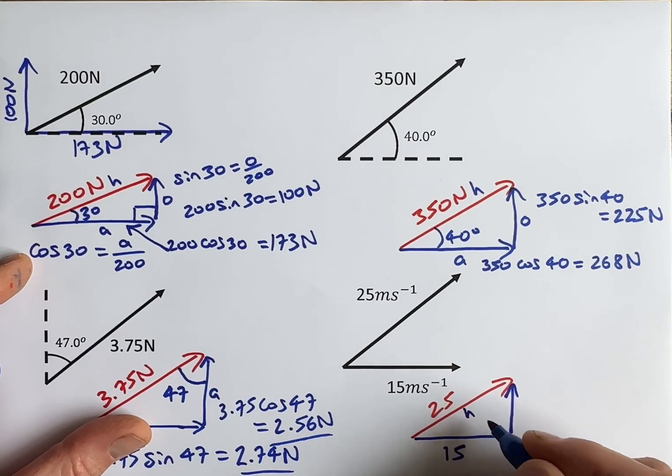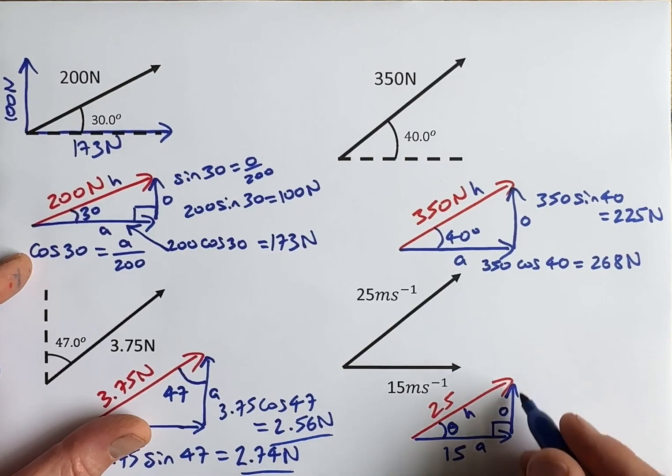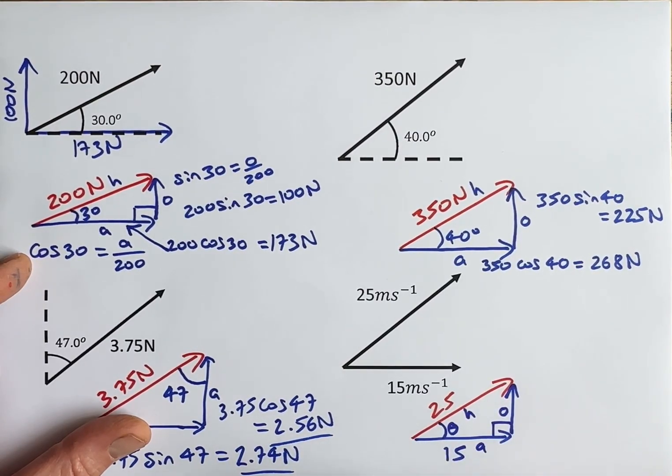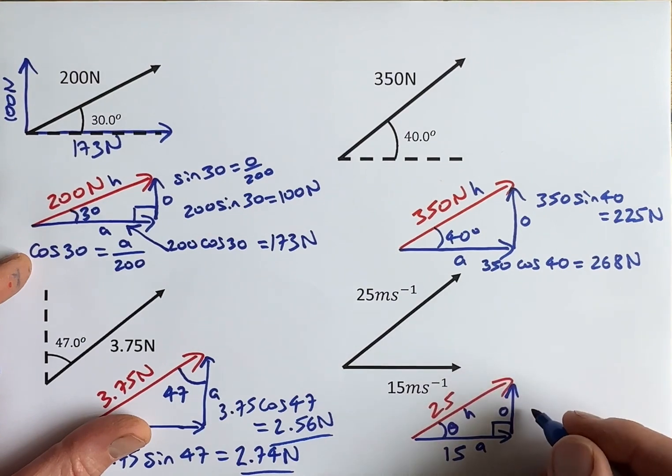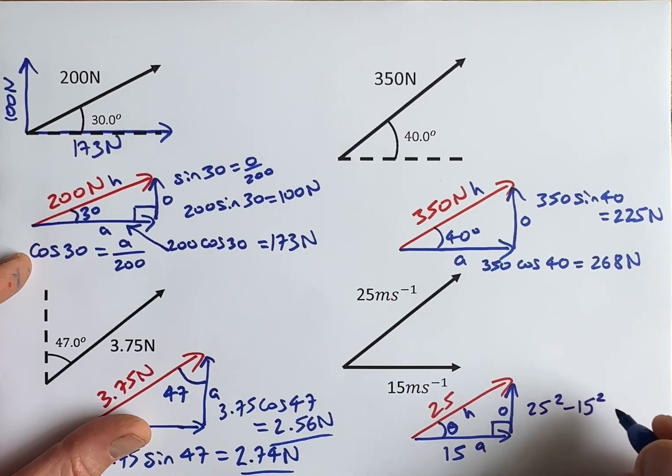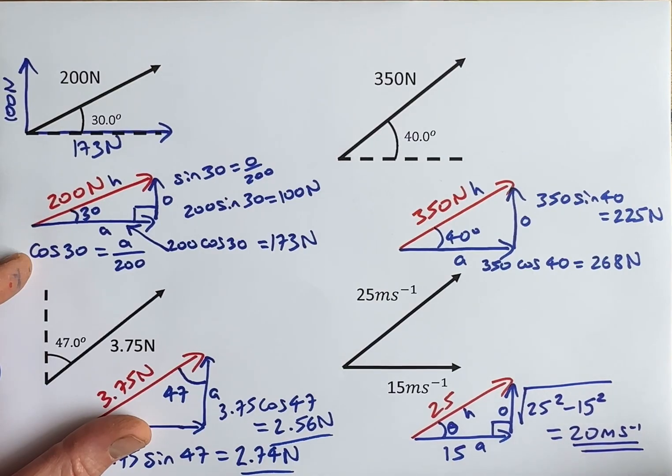Okay, so this is the hypotenuse, and we're going to work out this angle here, theta, so that would be the adjacent and that would be the opposite. So these two vectors here, the horizontal and vertical component of this vector, are at 90 degrees to one another, so therefore we get a right angle triangle. So we can use Pythagoras theorem again. This time we know that this vector here is going to be 25 squared minus 15 squared, and then we're going to square root it, okay? So when you work that out, you're going to get 20 meters per second for your answer.